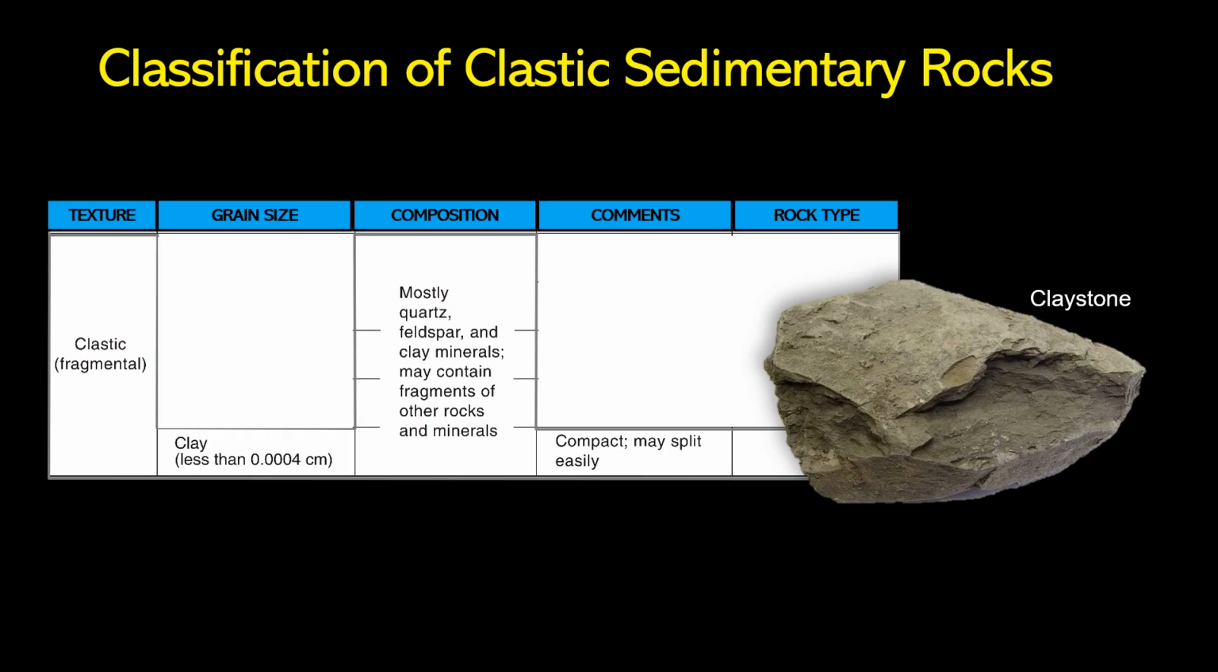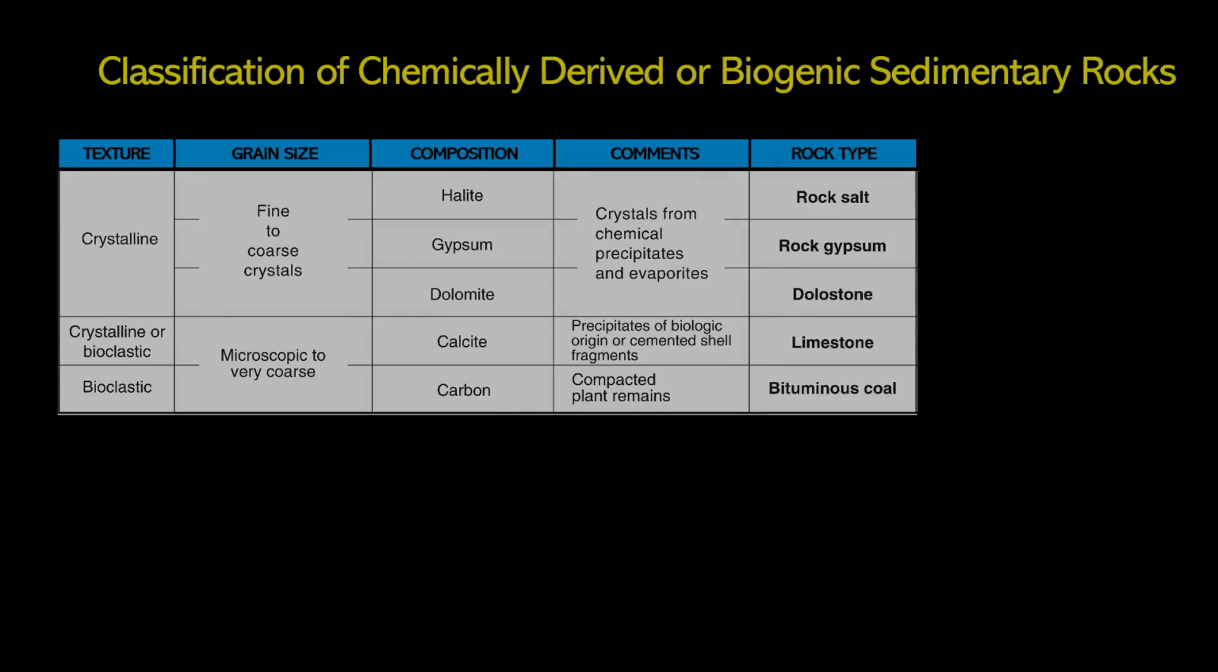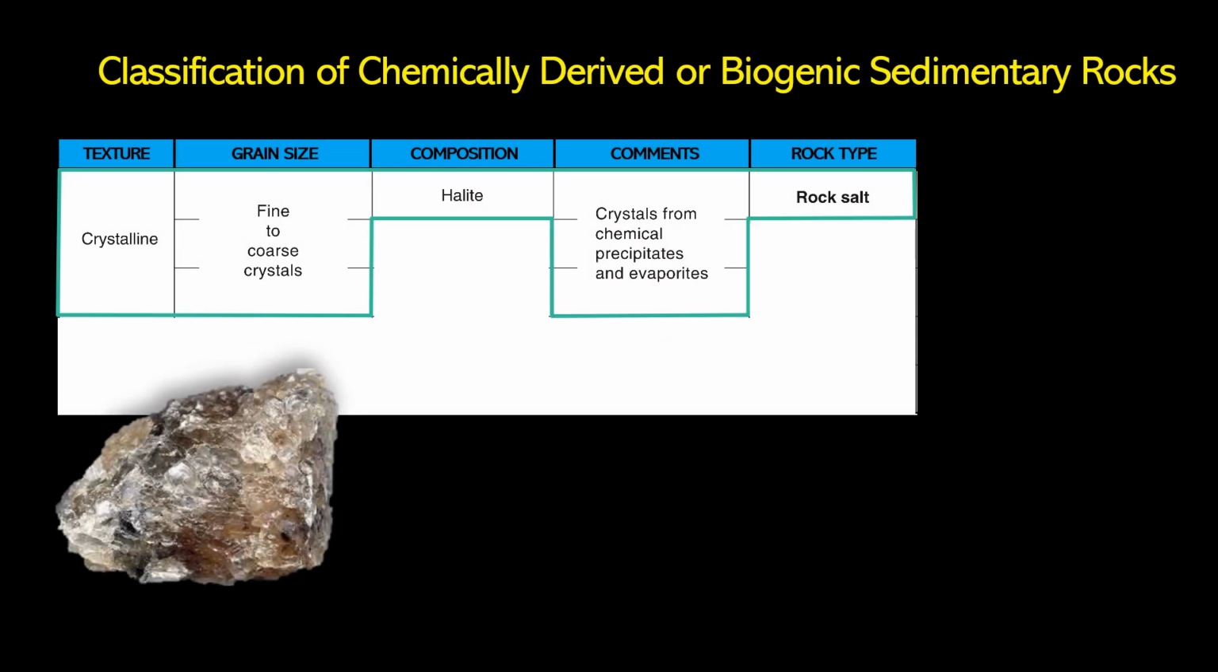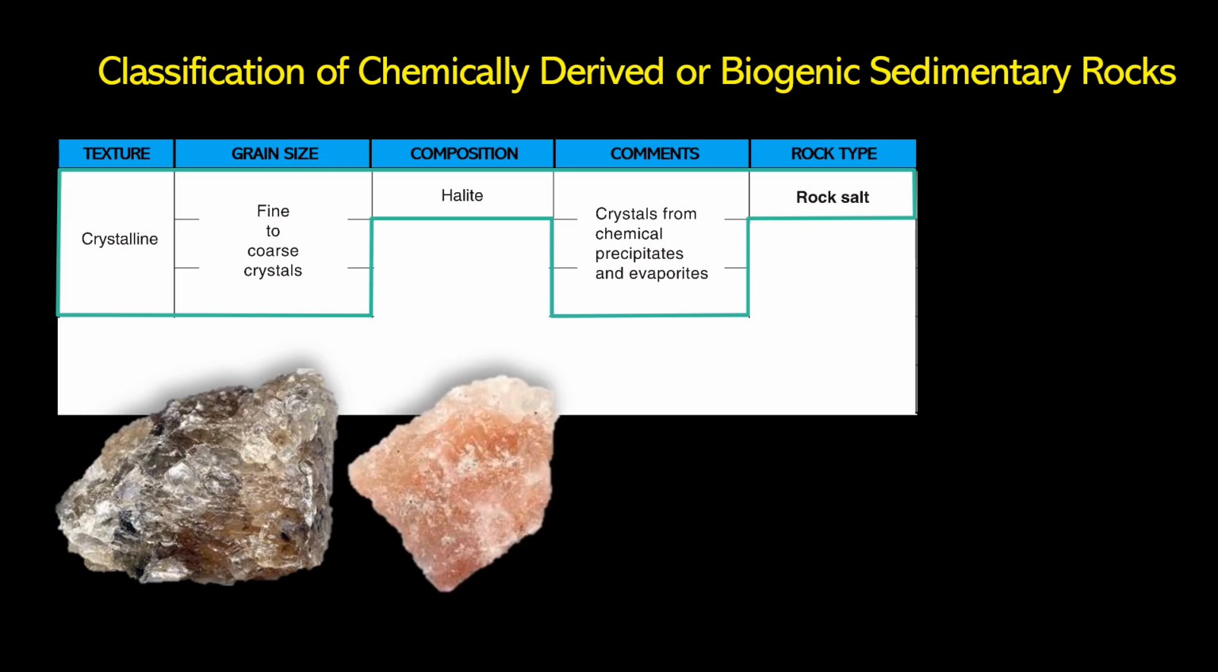However, the absence of layering, and indistinguishable grains, means the rock is likely to be claystone. Halite is a chemical sedimentary rock, primarily composed of sodium chloride, NaCl, commonly known as table salt.